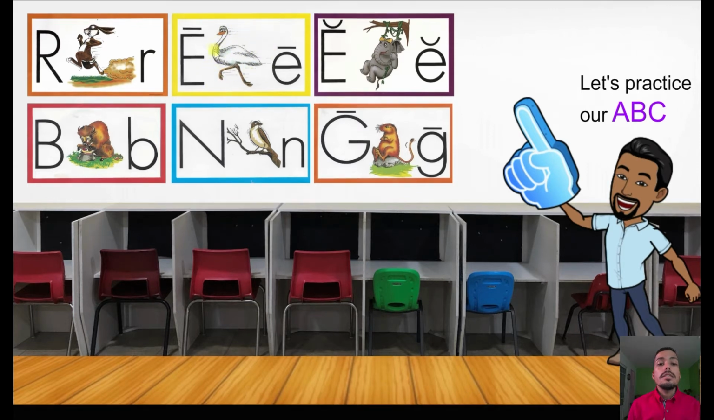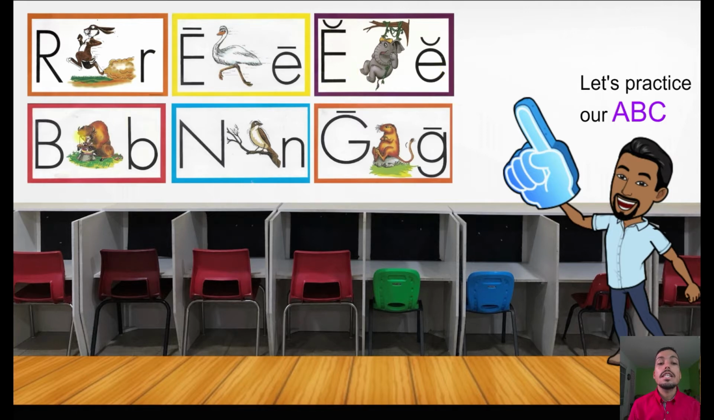An emu has a letter that sounds E. So when you see the letter E with the line on top, it's going to sound E. Very good, okay? The next friend here, its name is elephant. An elephant has a letter that sounds A. So when you see the letter E with the U on top, it's going to sound A. Very good, okay?